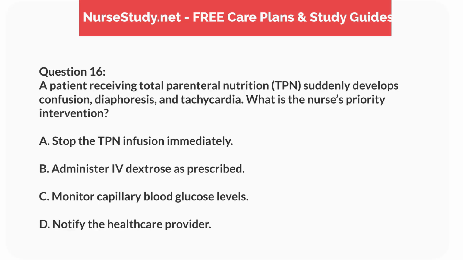Question 16. A patient receiving total parenteral nutrition, TPN, suddenly develops confusion, diaphoresis, and tachycardia. What is the nurse's priority intervention?